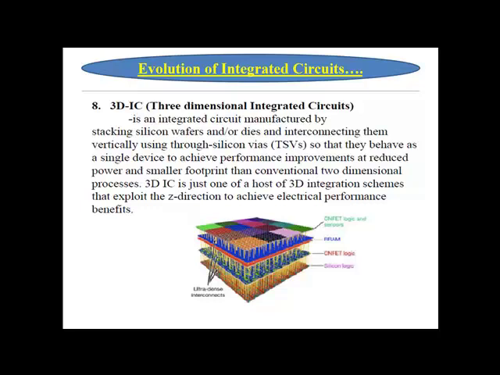As we are connecting the silicon wafers in a vertical manner, 3D IC is just one of a host of 3D integration schemes that exploit the z direction to achieve electrical performance benefits. In that way, the electrical performance of the IC is increased because it consumes a very small amount of area, and high performance devices can be designed by using this 3D IC technique.